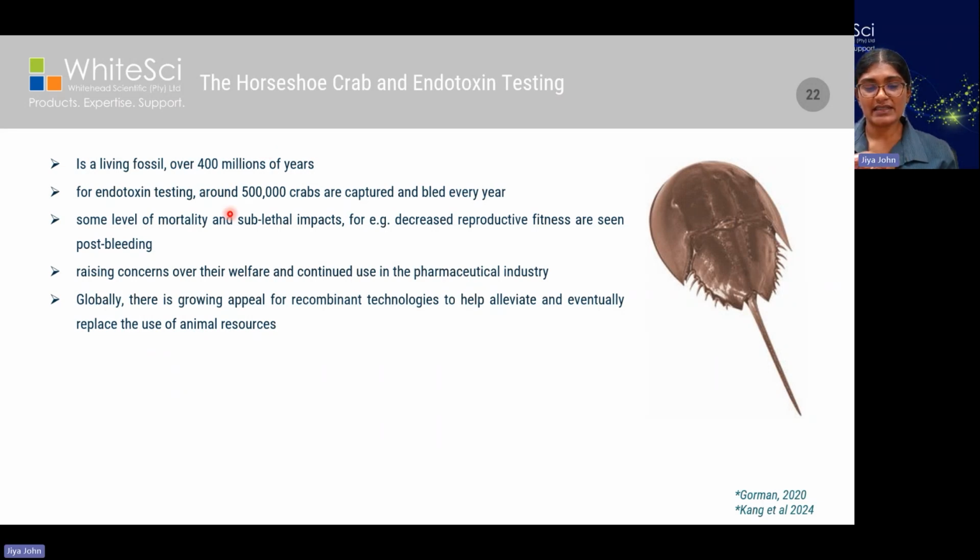For endotoxin testing, around 500,000 crabs are captured and bled every year. Manufacturers who are producing the endotoxin kits make sure to release these horseshoe crabs back safely into the environment. But studies have shown that after they donate their blood, some level of mortality and some sublethal impacts, such as decreased reproductive fitness, can be seen post-bleeding. So this is something that we are seeing in the population of the horseshoe crab also.